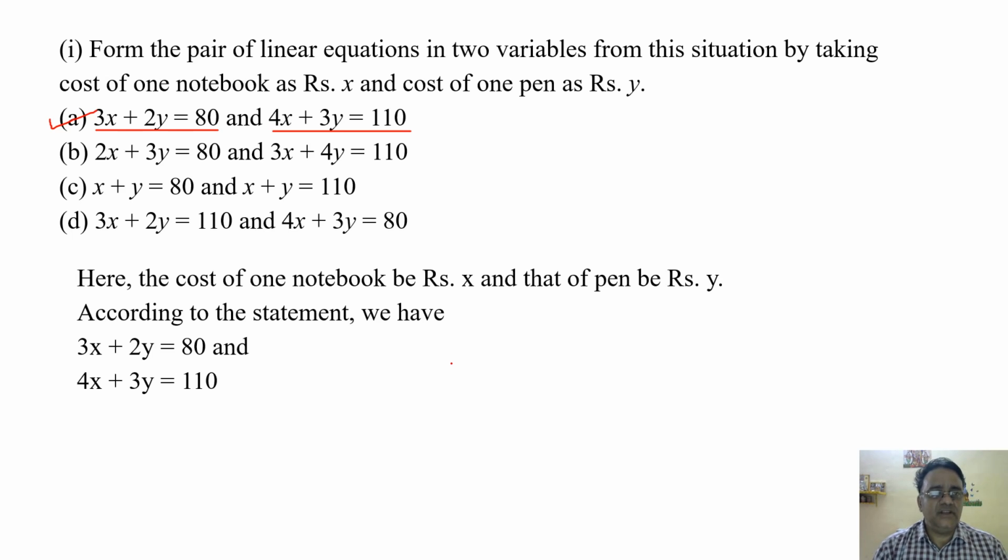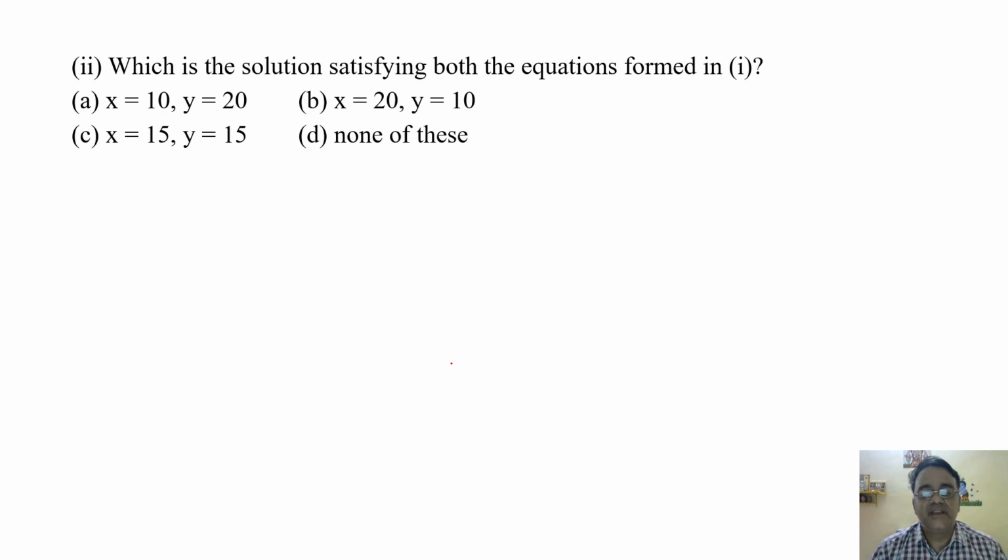Yes, sir. Right. Now we'll move towards the second question. Which is the solution satisfying both the equations formed in 1? So x is equal to 10, y is equal to 20; x is equal to 20, y is equal to 10; x is equal to 15, y is equal to 15; none of these. We have 3x plus 2y is equal to 80. So 3 into 10 is 30 plus 40 is 70.